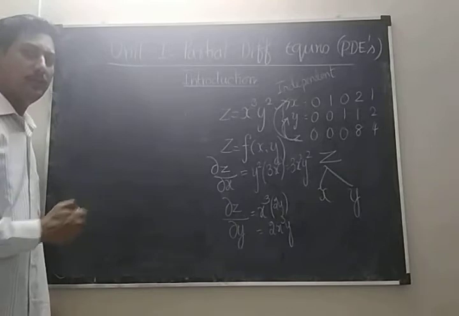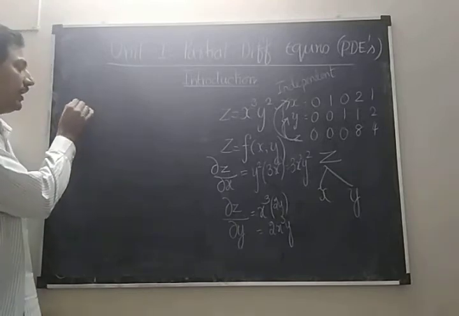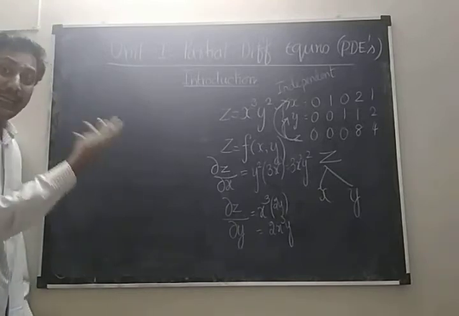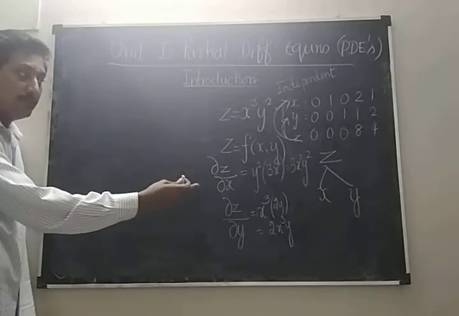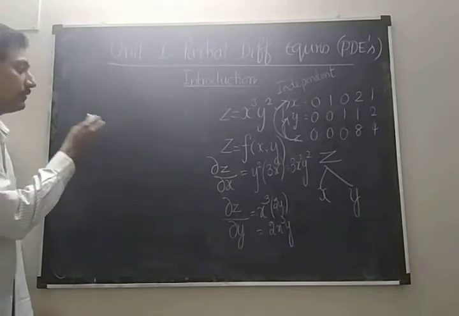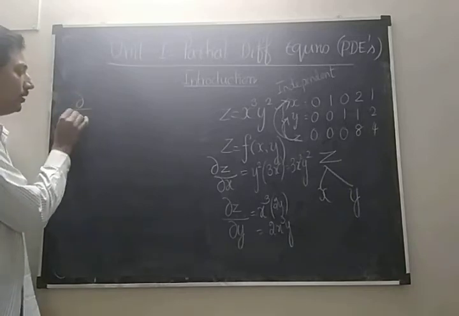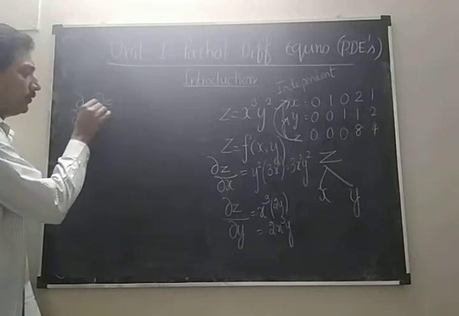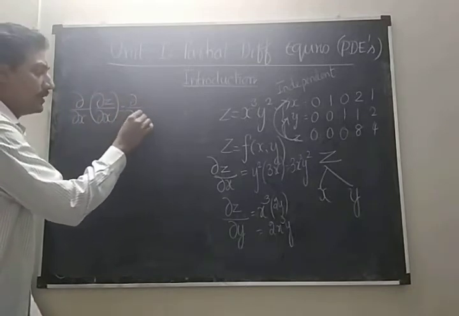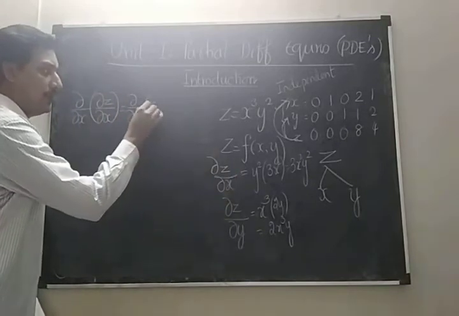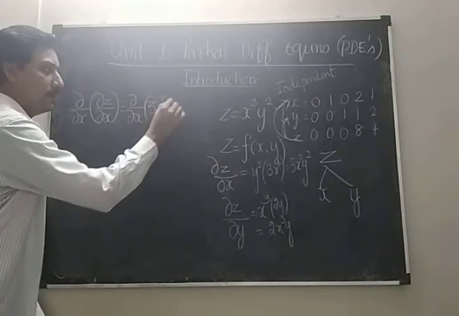And once again, can we go for the second order for the same example? What is second order? If I differentiate z with respect to x a second time. Already we did the first time. Now I go for the second time. Let's see: dou by dou x of dou z by dou x. What is dou z by dou x is already there: 3x squared y squared. Right?